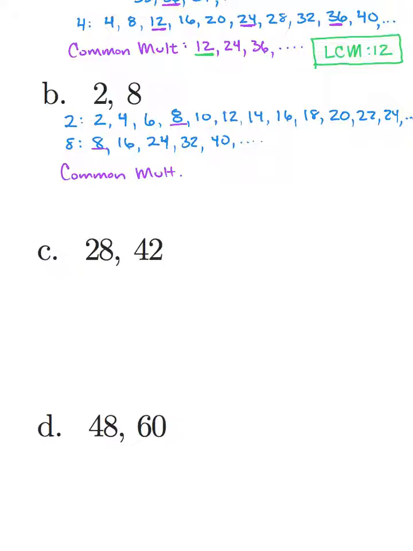Well, we do have 8 in both lists. We have 16 in both lists. We have 24 in both lists. And if you were to continue the pattern for the 2's, if you continued multiplying by 2, you could add 32 and 40, and again this list will go on forever and ever. So our common multiple, or our least common multiple, the smallest number on this list, is 8. And we're done.